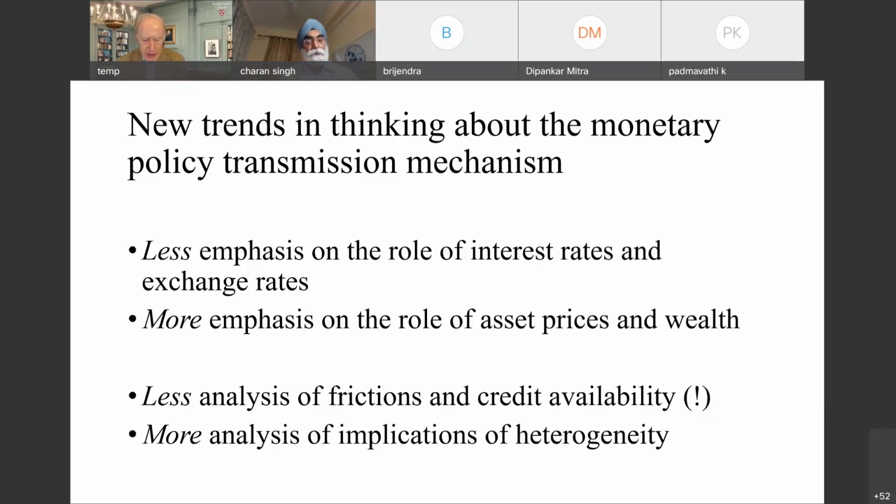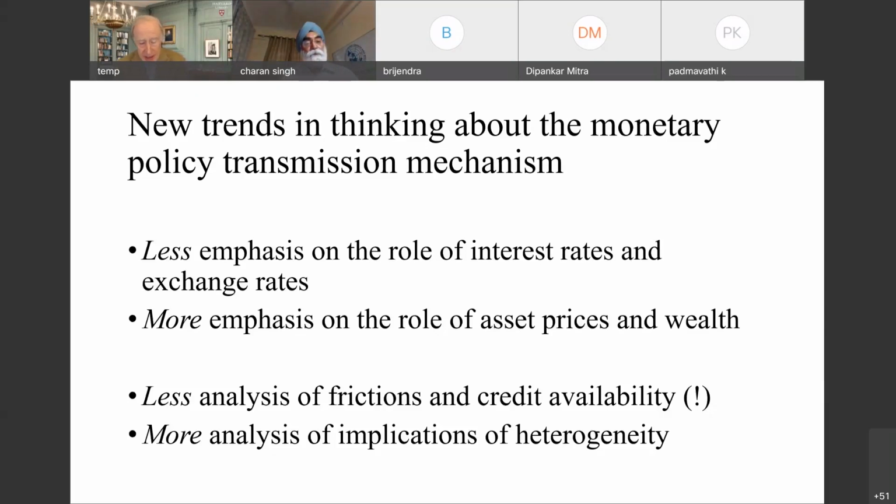Nonetheless, what I do find interesting is that in current quantitative empirical research, most of the emphasis seems to be on the role of asset prices, equities, for example, house prices, and also wealth effects. Now, at the theoretical level, the contrast that I see is in some ways a surprise to me. I see less analysis these days of the role of frictions and credit availability in the transmission of monetary policy.